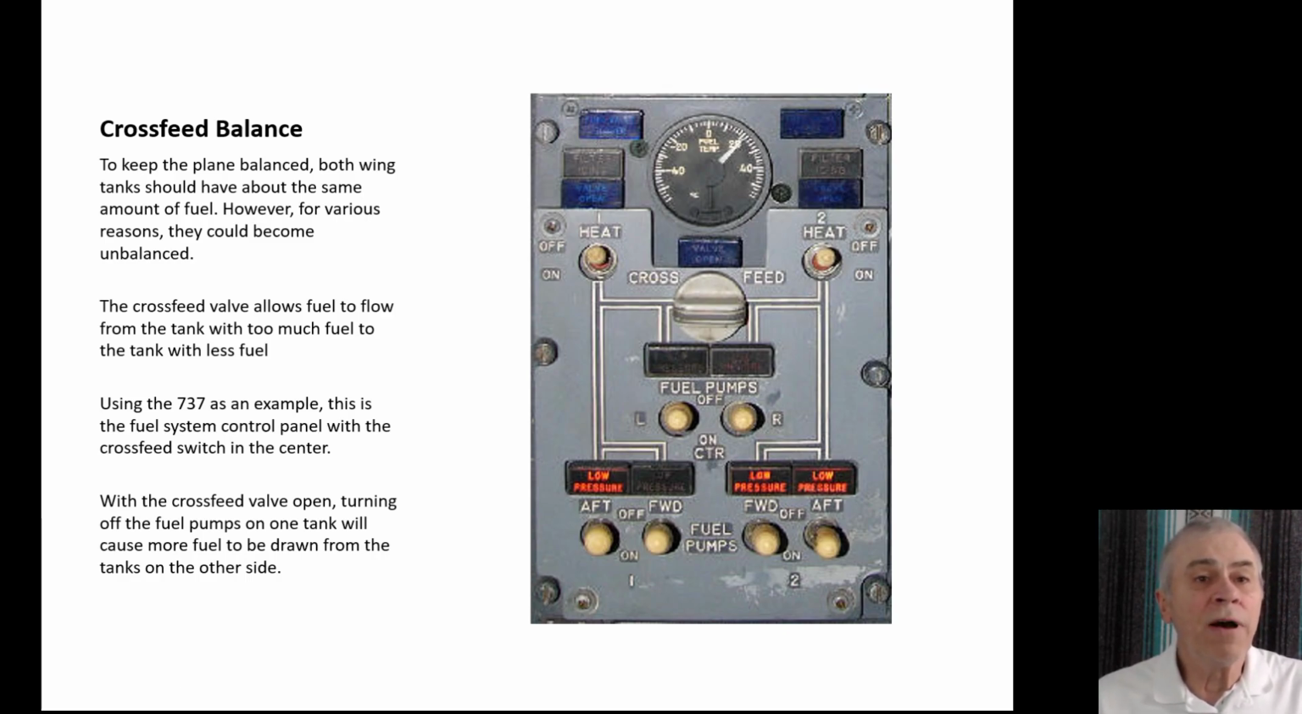With the cross-feed valve open, turning off the fuel pumps in one tank will cause more fuel to be drawn from the tanks on the other side. So that's a little trick is how they do it. They turn off the individual fuel pumps in order to balance the fuel load, I would imagine.